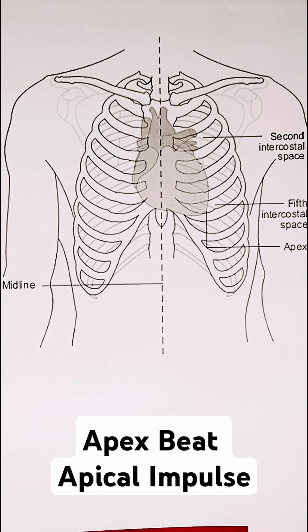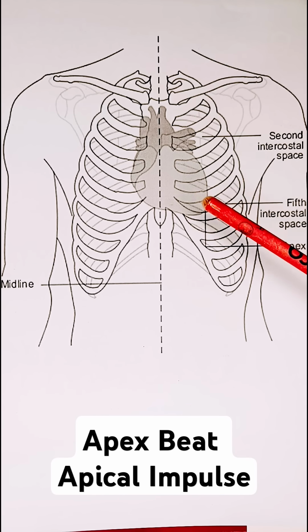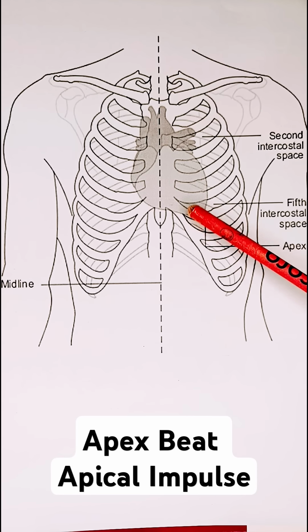In this video, we'll learn about apex beat. We all know apex is formed by the left ventricle. So whenever the ventricle goes for contraction, the apex of the heart comes and touches the chest wall, and that is felt like an impulse.